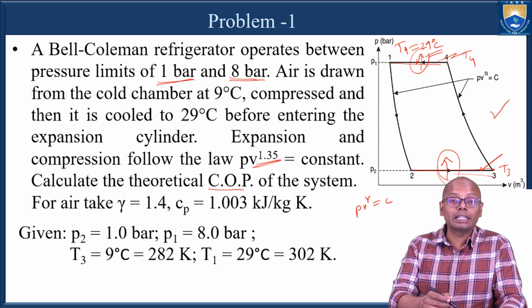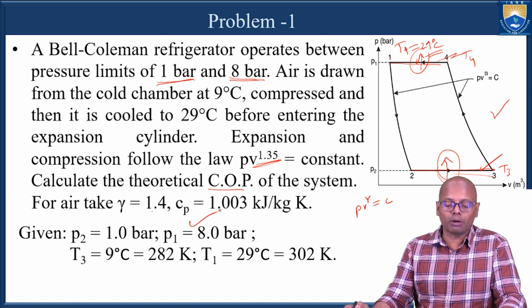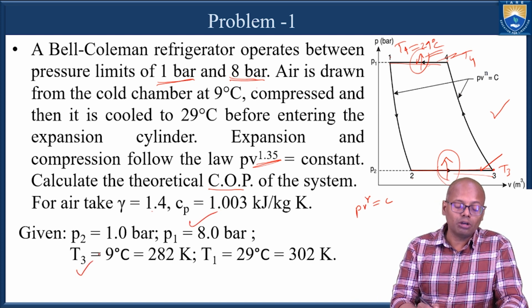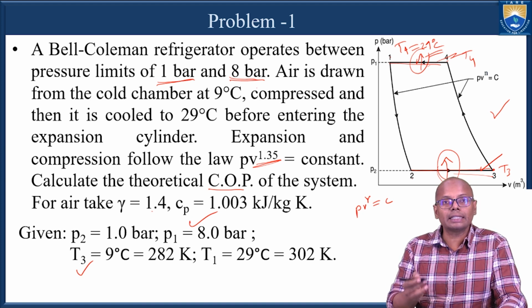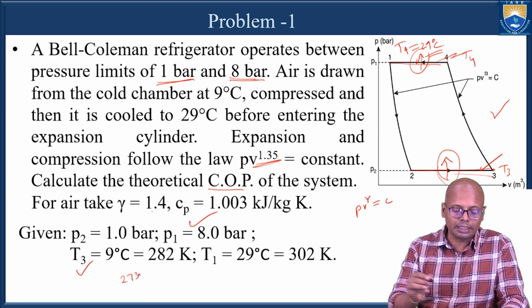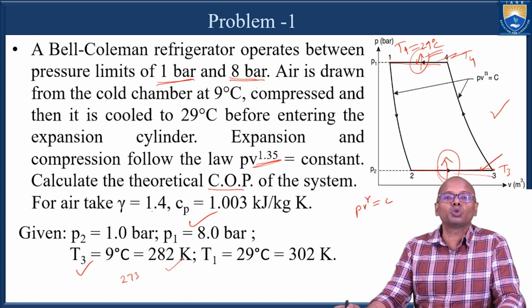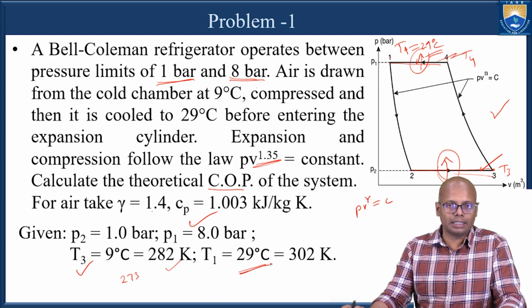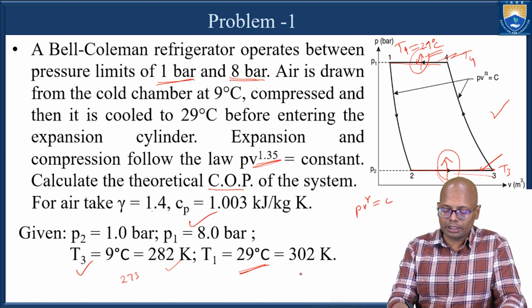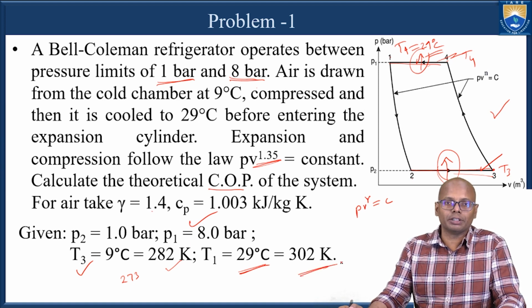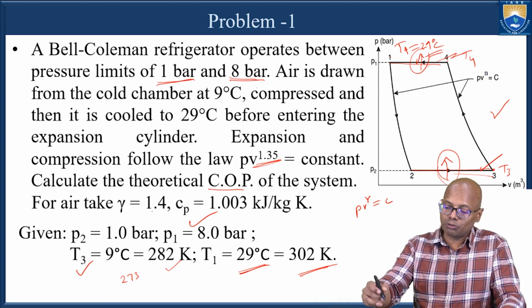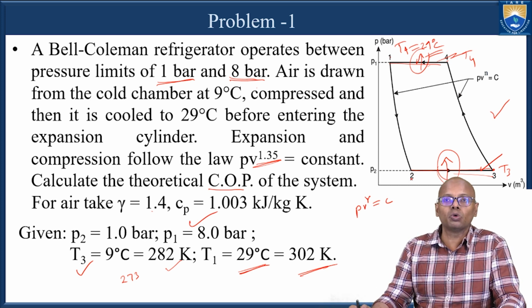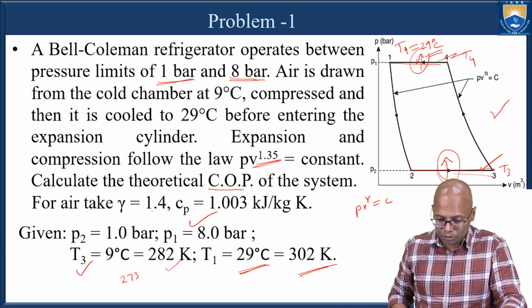So the given data, as I already told: P2 is 1 bar, P1 is 8 bar, T3 is 9 degrees centigrade. If I add 273, it becomes Kelvin, and that is equal to 282 Kelvin. Similarly, T1 is equal to 29 degrees centigrade. If I add 273 to it, it is 302 Kelvin. So this is the given data for this problem. What we have to do is find T4 and T2 in order to solve this problem. So how to do that?